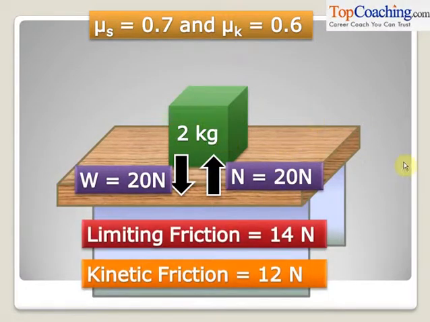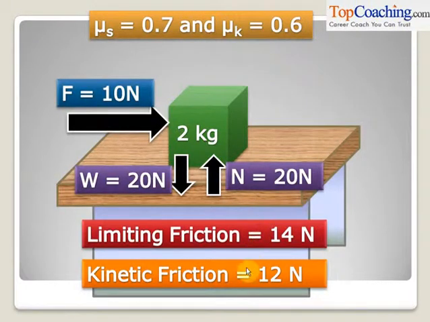The value of limiting friction is mu s into N, that is 0.7 into 20. That is 14 Newton. The value of kinetic friction is slightly less than the value of limiting friction. It is mu k into N, or 0.6 into 20. That is 12 Newton. Now let us see what happens to this block as we apply different forces.